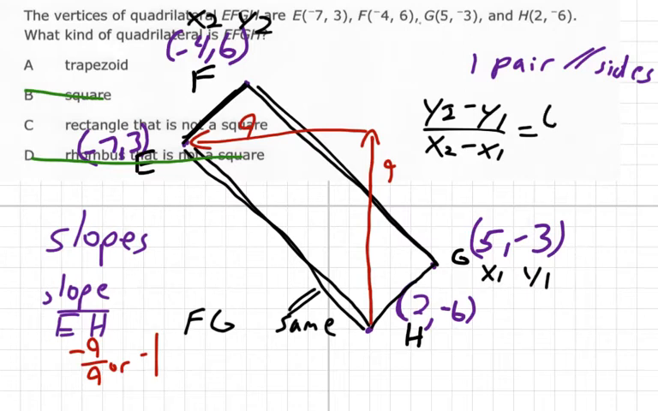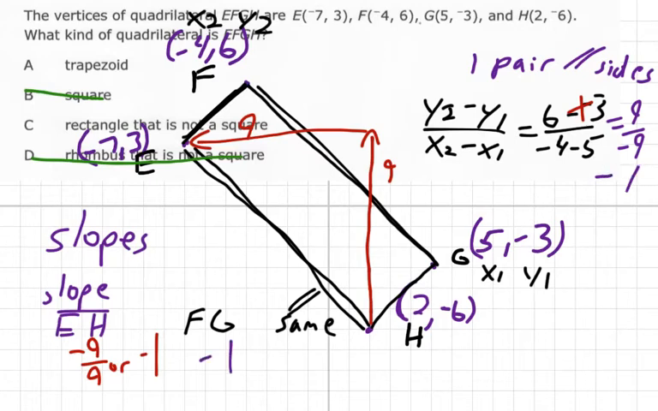So y2 is 6. So 6 minus a negative 3. Remember, that's really 6 plus 3. And then negative 4 minus 5. So 6 plus 3 gives us 9. Negative 4 minus 5 gives us negative 9. So that reduces to negative 1. So these do have the same slope. So these are parallel. I'm going to show that with arrows to show that opposite sides are parallel.